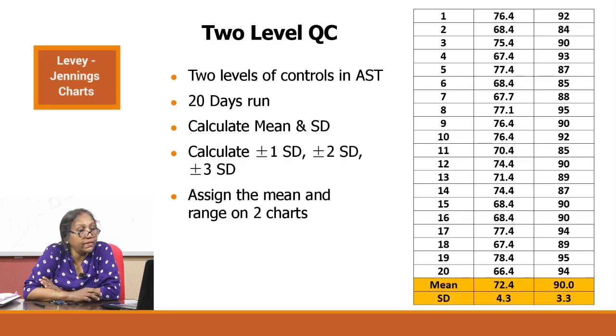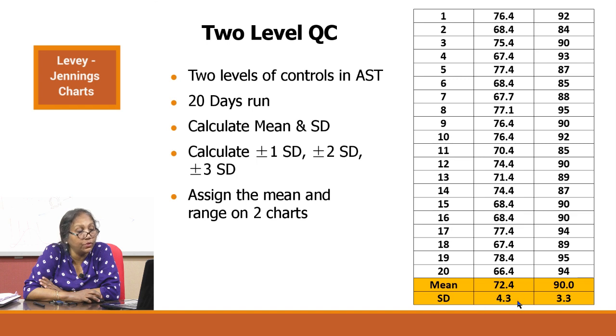And this is just an example of how the mean has been calculated. You are writing down, this is a 2-level control in AST, this is control number 1, control number 2. This is an excerpt from an Excel sheet. When you look at it, it's very evident. You can put in the formula, and it's very easy to calculate it that way. It's a 20-day run. Calculate the mean and SD. The mean of L1 has come up to 72.4 and L2 is 90.4.